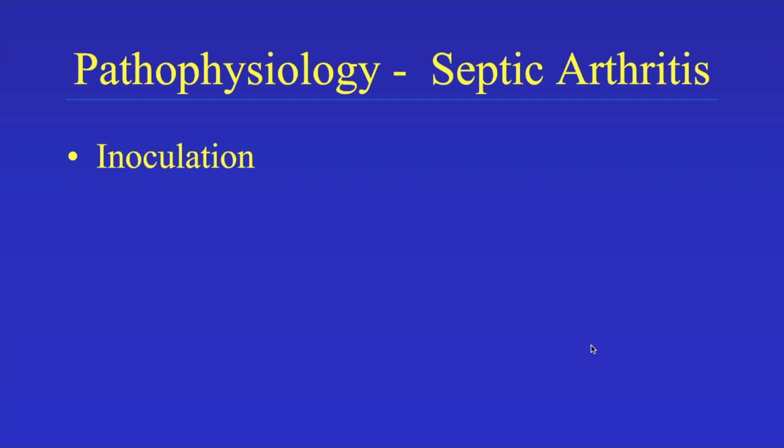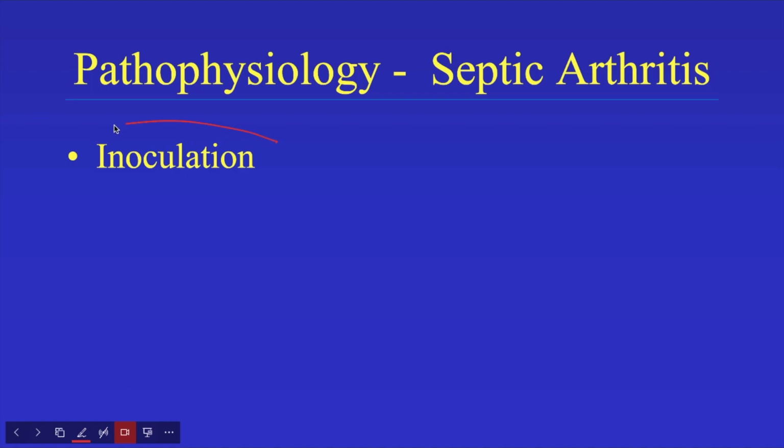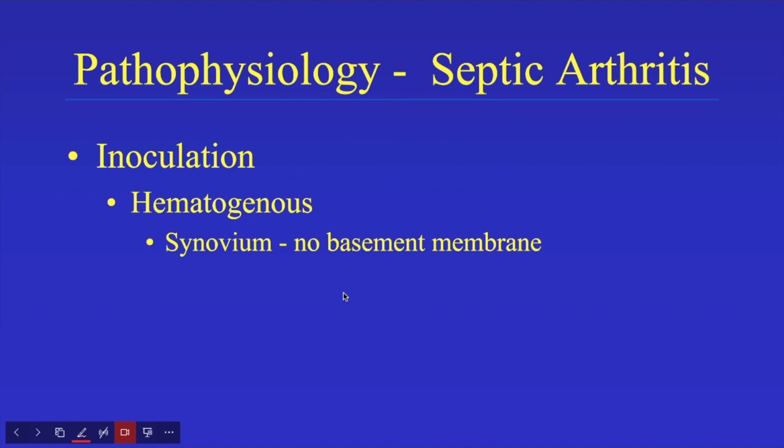Now, what is the pathophysiology and how does it occur? There are several mechanisms by which septic arthritis occurs. One of the mechanisms is inoculation. How does it happen? When you inject into the joint, for example, in some kind of shoulder procedure or elbow procedure, or when you're giving an injection in the gluteal region by mistake, it can cause septic arthritis. So inoculation is the first way in which it can occur.